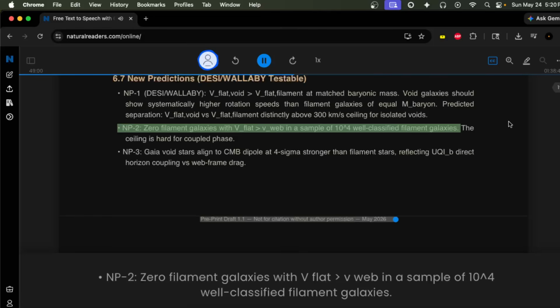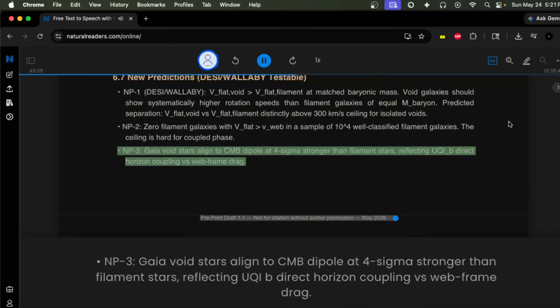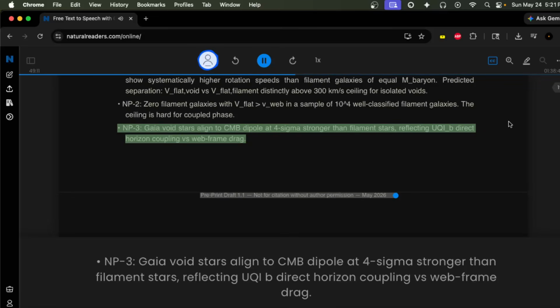NP2: 0 filament galaxies with V-flat greater than V-web in a sample of 10 to the power of 4 well-classified filament galaxies. The ceiling is hard for the coupled phase. NP3: Gaia void stars aligned to the CMB dipole at 4 sigma stronger than filament stars, reflecting UQIB direct horizon coupling versus web frame drag.